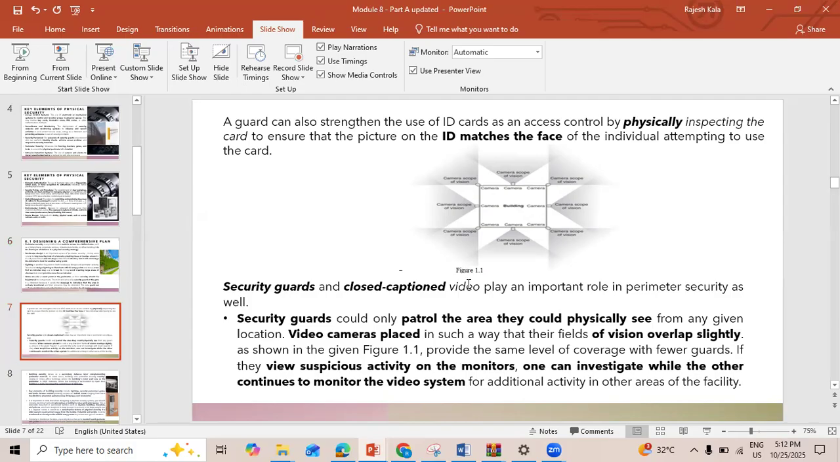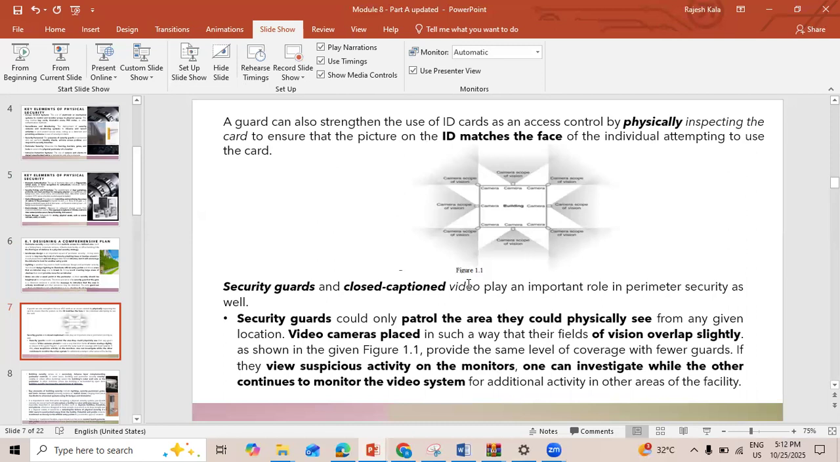We have a big screen in our security room, and the second security guard will be watching each location's footage, and whenever any intruder or anything suspicious, if he feels that some movement is happening in a particular location, he will check the camera and go to the location. The other guy will patrol the normal area and this guy will go to that location and check what's going on there. So this is security guards and closed caption video.